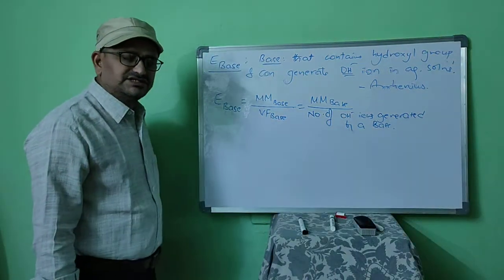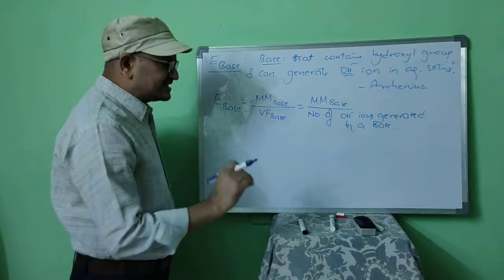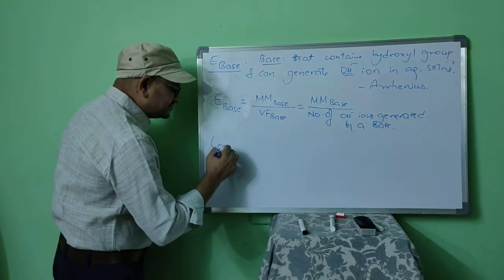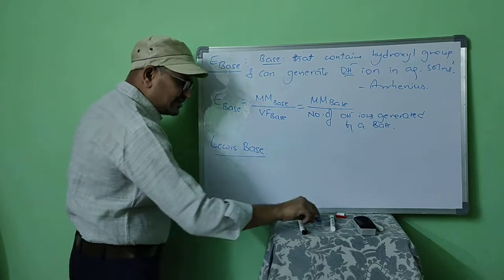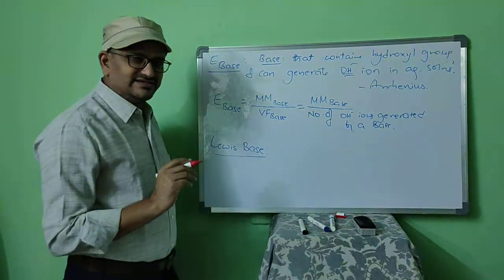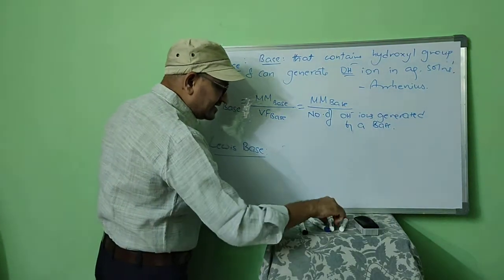Number of OH- ions generated by a base. So this is about a normal base. Now let's come to Lewis base. Of course, just now we discussed Lewis base. What's meant by Lewis base? It is an electron pair donor.